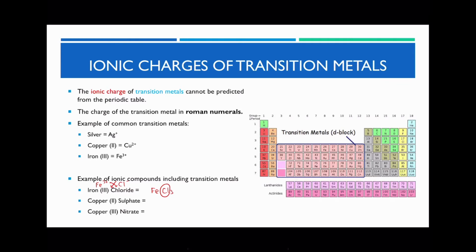It's only when you have polyatomic ions, meaning you've got a group of atoms that form an ion, so more than 2 atoms that form an ion. This is copper 2, so Cu2+. Sulfate is SO4 2-.